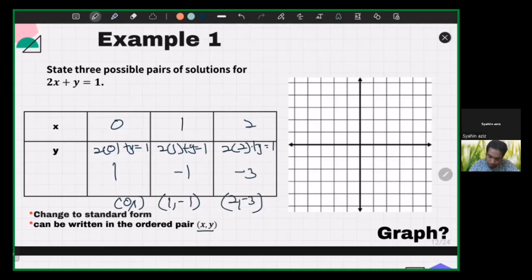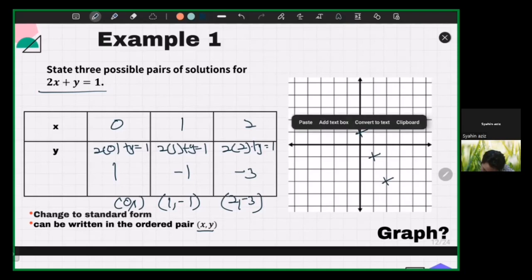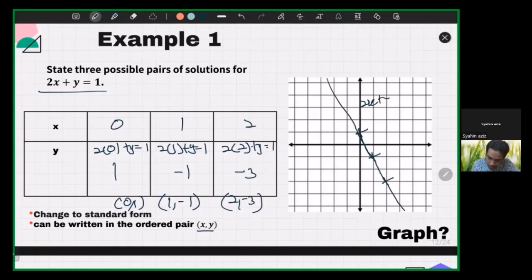So we can use these points to plot this equation: 0, 1, 1, -1, and 2, -3. Then we draw a graph, and it must be a straight line. So this is 2x plus y equal to 1.